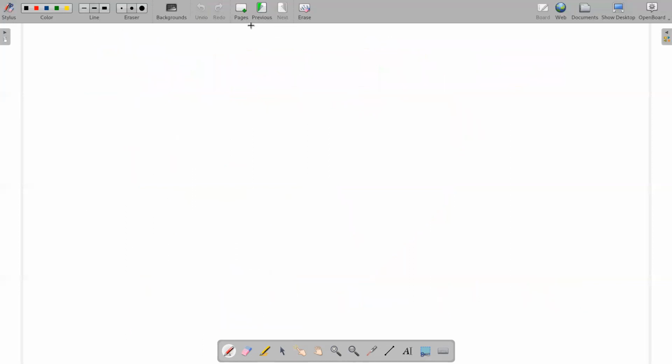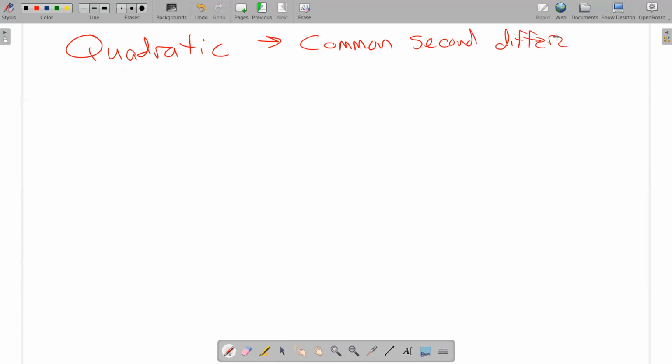All right. Other kind of pattern I talked about last time were called quadratic. And quadratic patterns came up in a couple of different ways. One way is they had a common second difference. So let's take a list, let's call this list C. I haven't done a C yet. And the numbers are going to be 1, 4, 9, 16, and 25.